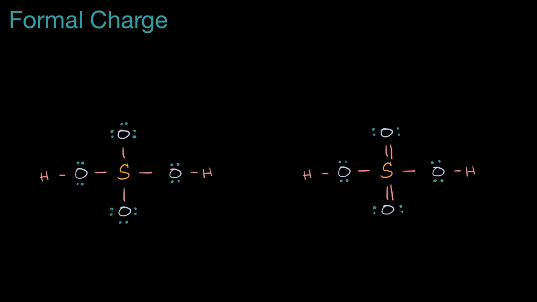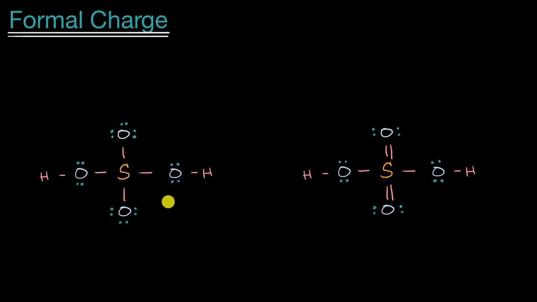What we're going to do in this video is talk about something called formal charge. And as we'll see, formal charge is a tool that we chemists can use in order to think about which of the valid Lewis diagrams for a molecule might contribute more to a resonance hybrid than others. And what we're going to focus on is sulfuric acid.